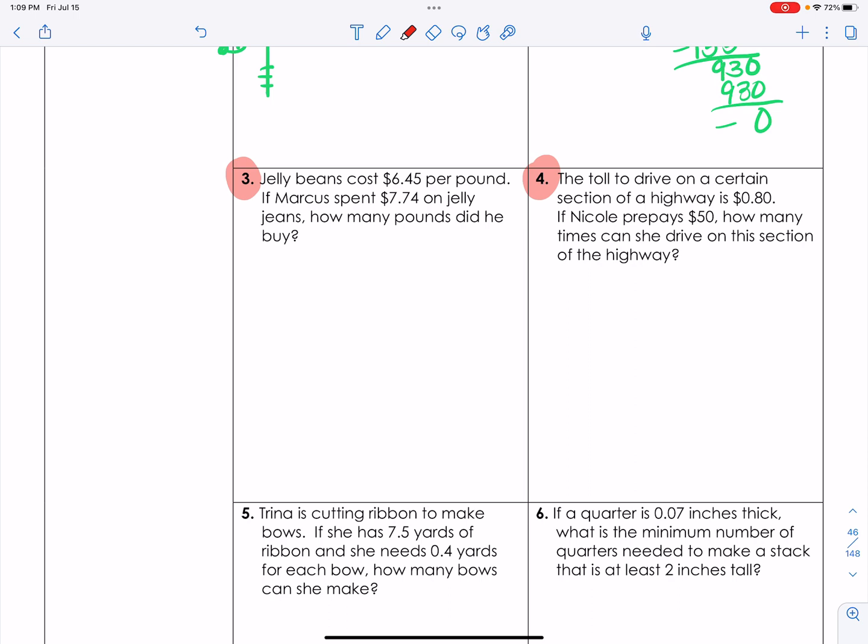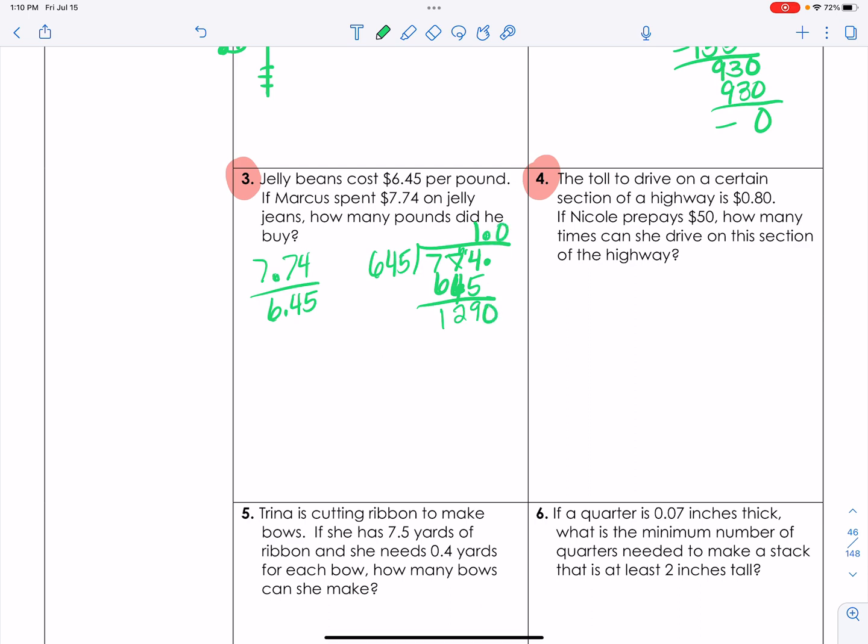Jelly beans cost $6.45 per pound. If Marcus spent $7.74 on jelly beans, how many pounds did he buy? Well, a little more than 1, right? So that's how much they cost, $6.45 per pound, and he spent $7.74. So I'm going to have to move the decimal, 6.45 into 7.74. Well, this goes in once. So I would borrow, and that's a 9, and that's a 2, and that's a 1. So then I'm going to have to add a 0, so that's 1290.